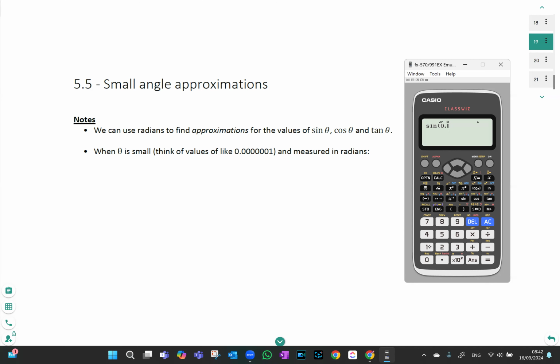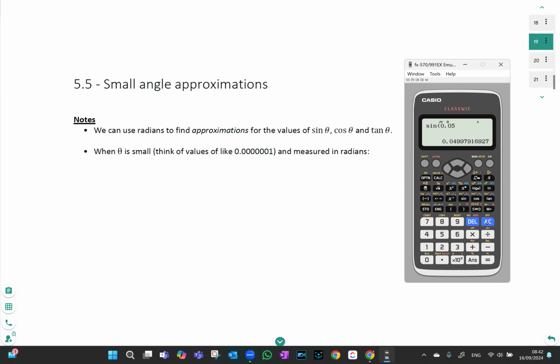What if sine 0.1? That's 0.0998, that's nearly 0.1. What about sine 0.05? That's 0.0499, so that's almost 0.05. So what can we say for sine theta when theta is small in radians?